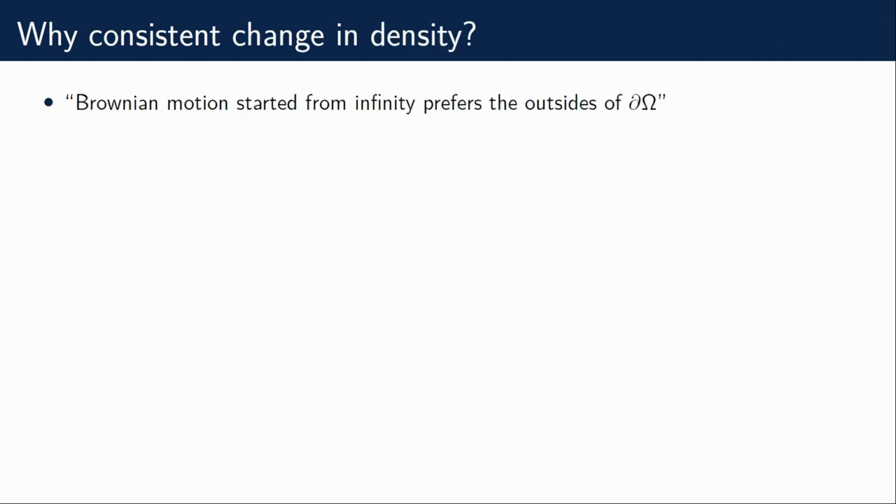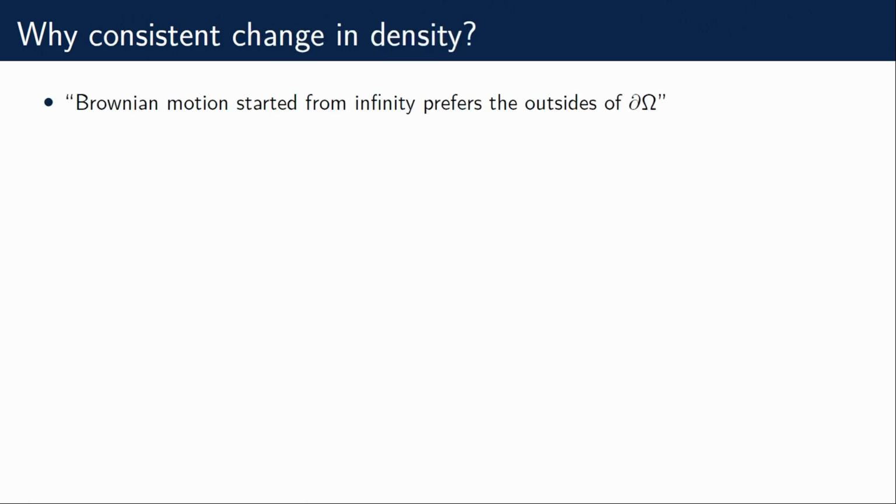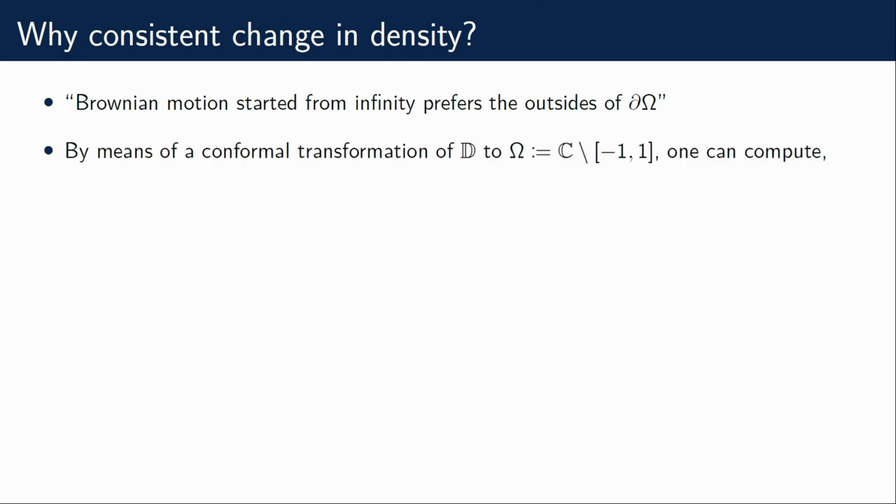But what implies consistent change in density, this weird thing where density changes a lot from scale to scale? I can give you one tagline, which is morally true: Brownian motion started from infinity prefers the outsides of the boundary. There's one computation that I saw which highlights this really well. I'll take my domain omega to be the complex plane without the real segment from -1 to 1.